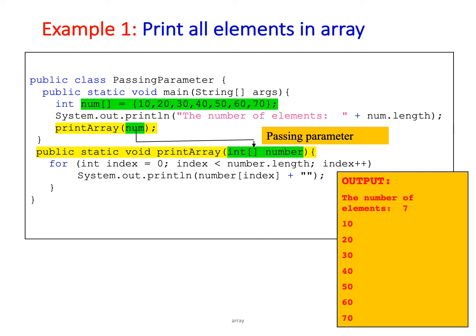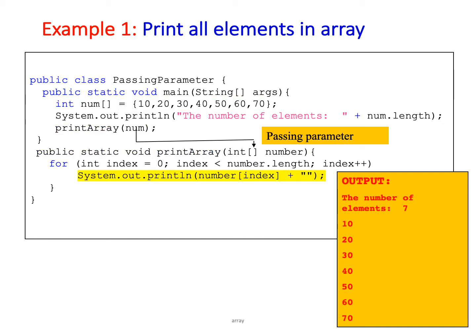To call the printArray method from the main method, we can write the method name, which is printArray, and the argument that it expects, which is an array called num. This means all the values within the array, which are 10, 20, 30, 40, 50, 60, and 70, are passed into the method. In the printArray method, it will go through the for loop and display the values of the array, which are 10, 20, 30, up until 70 through the System.out.println, where it accesses all the index numbers of it.